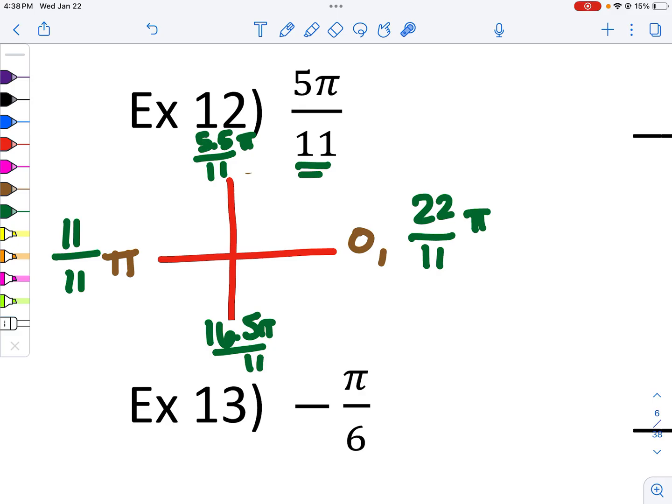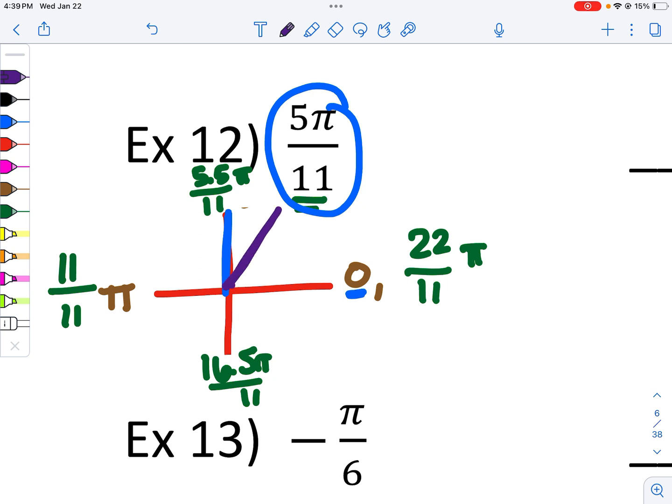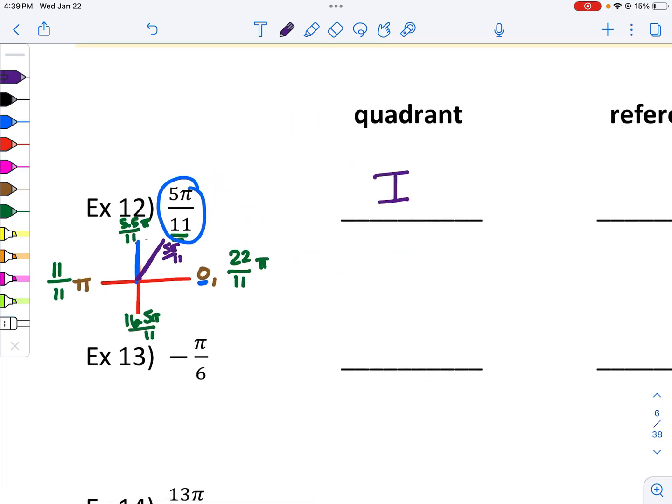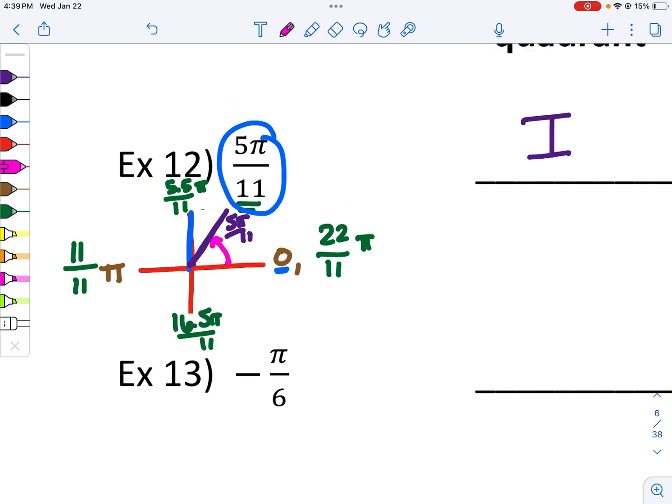Now that we've written this circle in terms of 11ths, it's basically what we were doing yesterday. Where would 5 pi over 11 be? Well, this is 0 elevenths, or just 0, and up here is 5.5. So that means 5 has to be somewhere in quadrant 1. This would be 5 pi over 11. So we know we're in quadrant 1. Now if we talk about our reference angle, the only difference is we're not using degrees now. How far is it from 0 to 5 pi over 11?